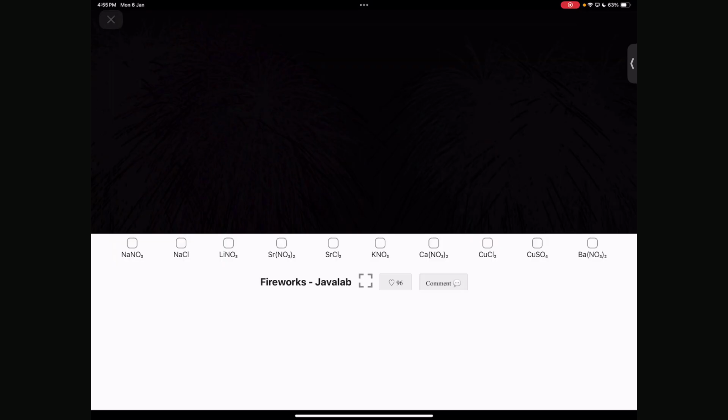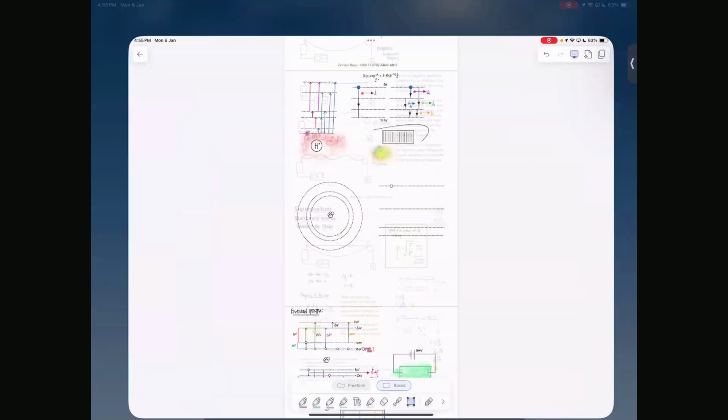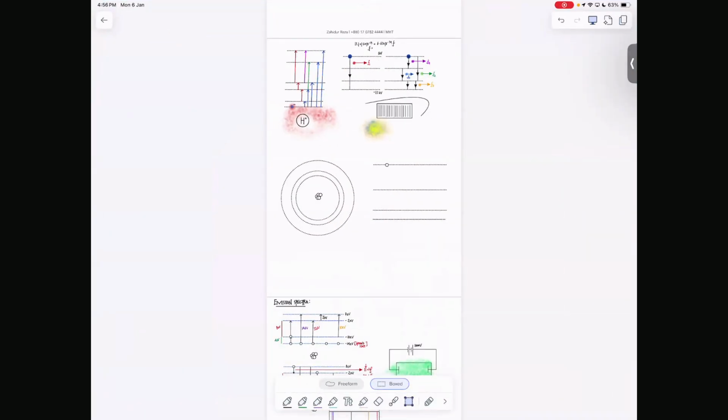Anyways, in our next class we'll start nuclear physics. Our next topic. Next class will be till 5:30.